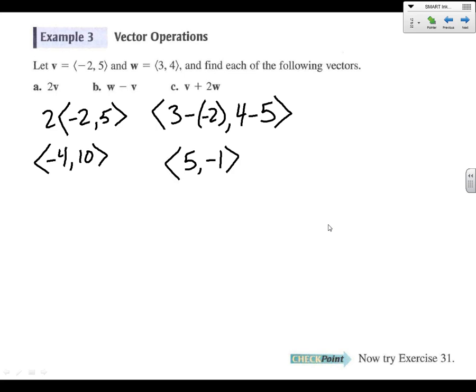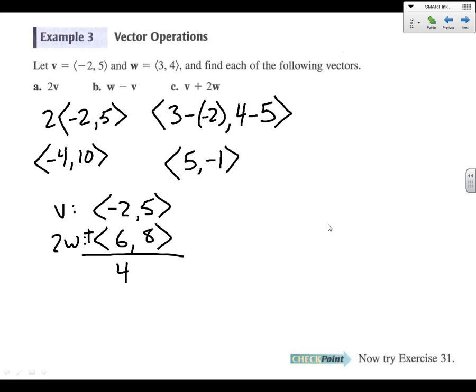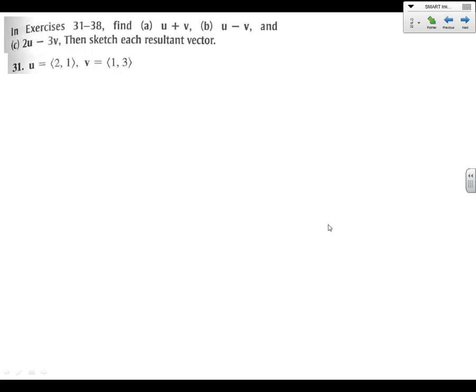And then V plus 2W, so V is negative 2 comma 5. And 2W would be 6 comma 8. And if we added those together, we can just go straight down here. We're going to get 4 comma 13. All right, so just basic addition and multiplication. Do the same thing on 31.